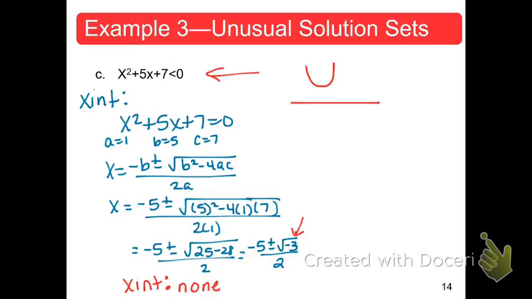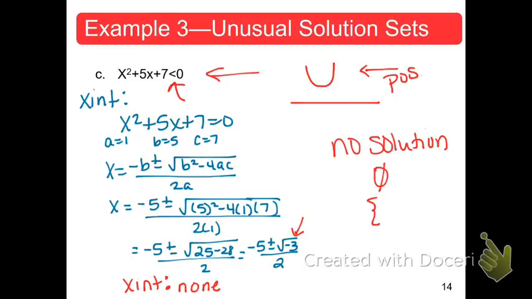Well, we know all the numbers above the x-axis must be positive numbers. Therefore, is there anywhere that it's going to be less than 0? No, there's not. Therefore, we can safely say this one has no solution, or we can say it's the empty set. Whichever way you prefer to write it.